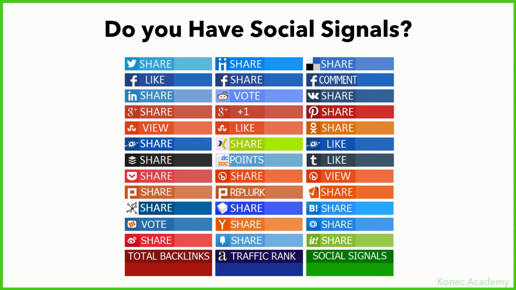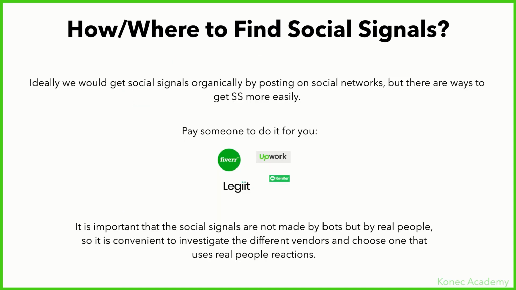But just like you can buy backlinks for your site because your content isn't interesting enough, for example, so people aren't linking to it organically, you can also buy social signals. And how? Where to find social signals? Ideally, we'd get social signals organically by posting on social networks, just like I told you, but there are ways to get social signals more easily. The main one is, of course, you can pay someone to do it for you. But it's important that social signals are not made by robots, but by real people. So it's important to investigate the different vendors and choose one that uses real people and real reactions.